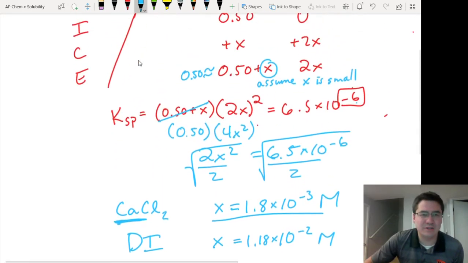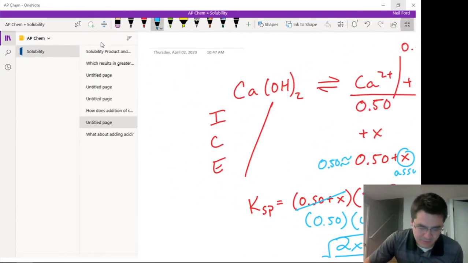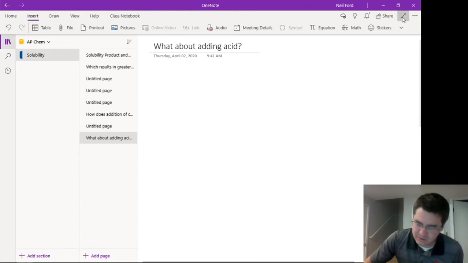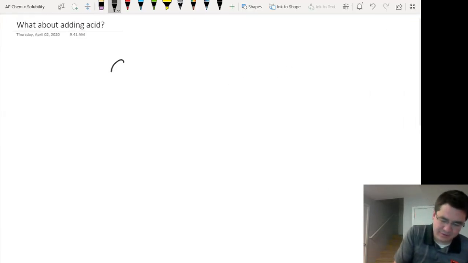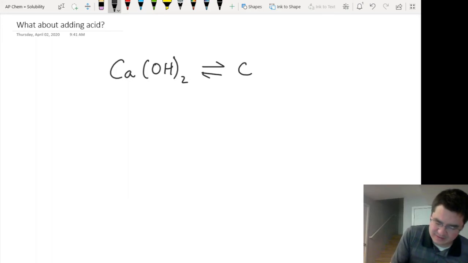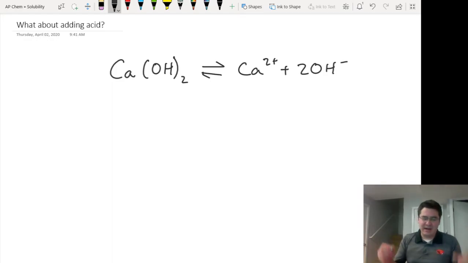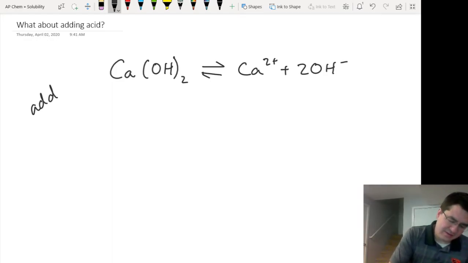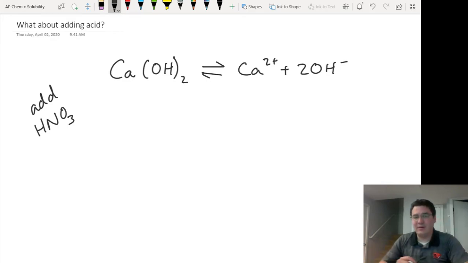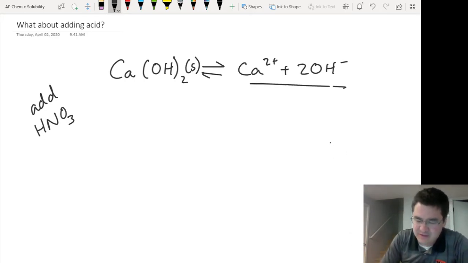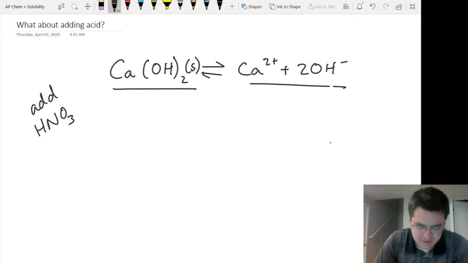And the last little question, we're not going to solve anything for this one, would be: what about adding an acid to this same chemical? So let me write it out. This is the third time I've had to write this one. Ca2+ and 2OH minus. So question, what happens if you add, let's say, nitric acid? What will happen to the solubility of calcium hydroxide? Will it become more soluble and shift to the right side, or will it become less soluble and shift to the left side?